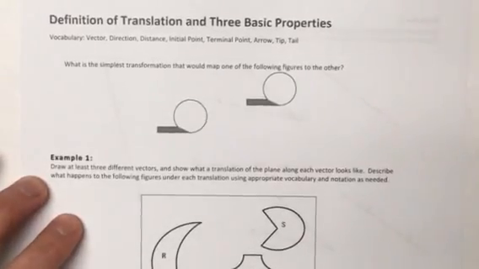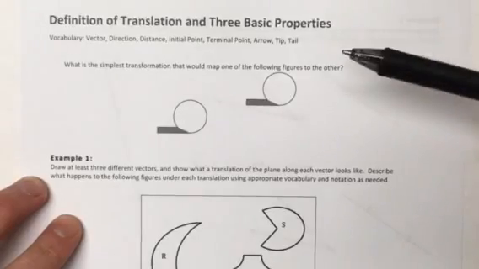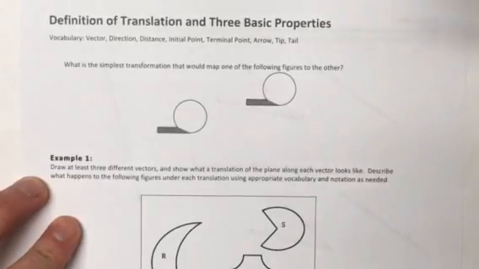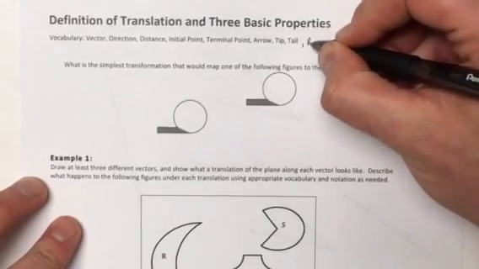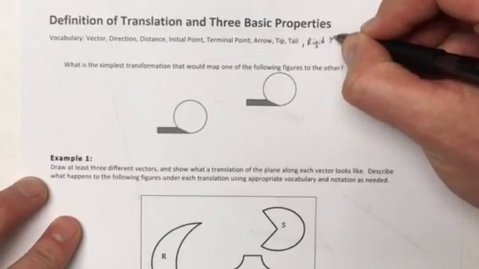Hello, today we're going to talk about translation. So far we've talked about reflection and rotation and their transformations. A translation is also a transformation, and it adds to this like rigid motion, which means that nothing's changing size or dimension.